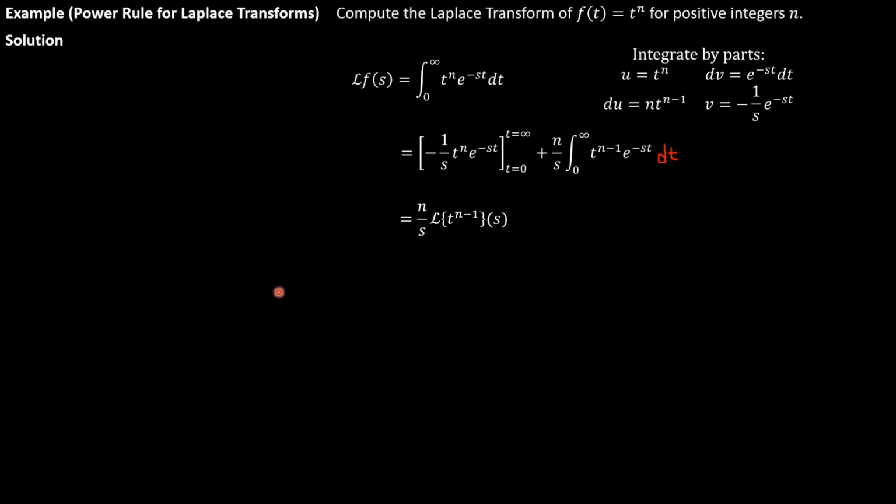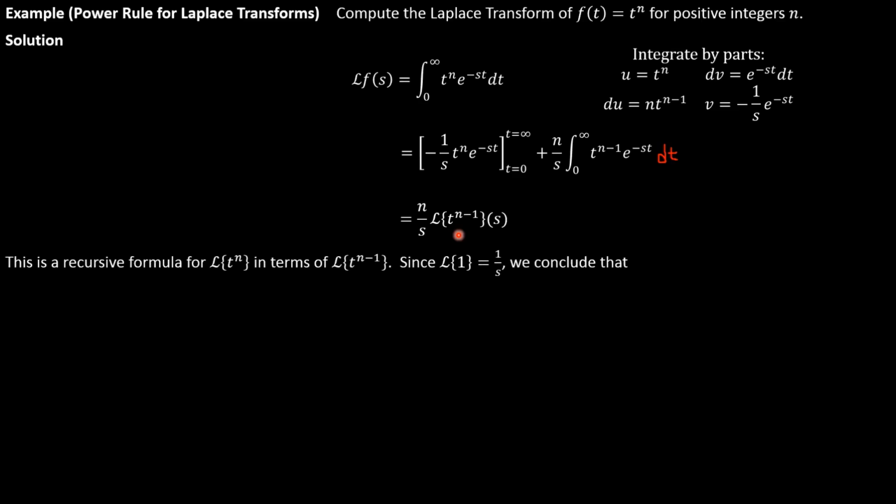Alright, and so we have this, but we haven't really solved the problem yet. We've just expressed the Laplace transform of this function in terms of the Laplace transform of another function. But the idea is that you could keep going. You could then do the same thing to this and get a formula for this in terms of n minus 2, then n minus 3, then n minus 4. But eventually you're going to reach t to the 0, which is just 1. And we know that the Laplace transform of 1 is 1 over s.